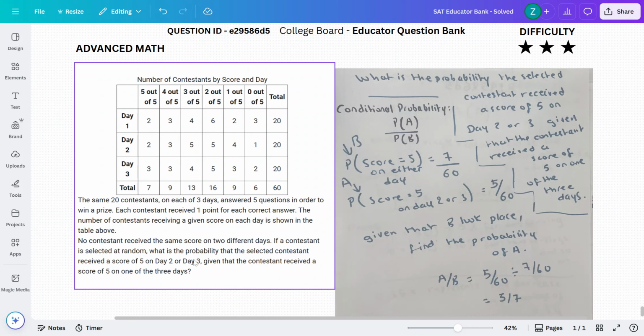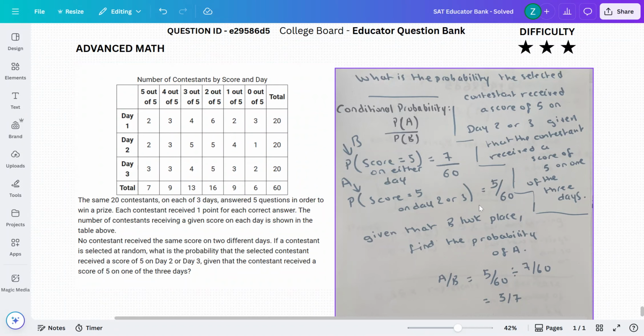Now, how do we find this? We're going to find how many people scored a score of 5 out of 5 on day 2 and add that to the score of 5 out of 5 on day 3. That would be 2 plus 3, right? Over 60, the overall total, because that is over the full probability. Now, in that case, 5 out of 60 is the probability that the score is equal to 5 on day 2 or 3. Right here, I've pinpointed that. That would be A. And probability of B will be the score of 5 on either day.